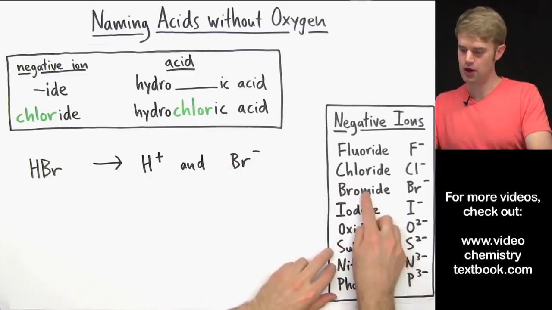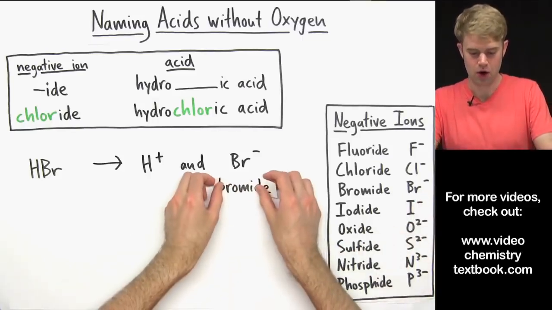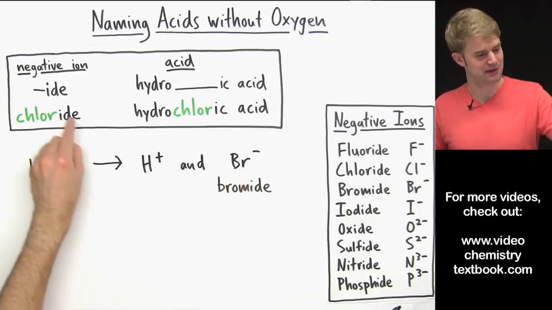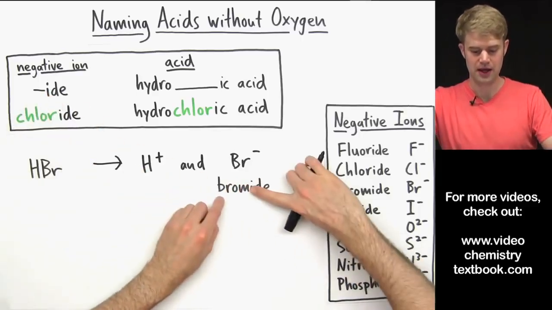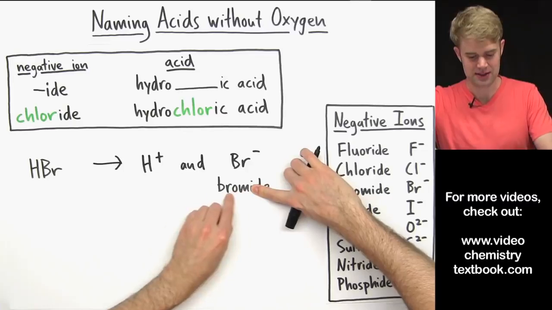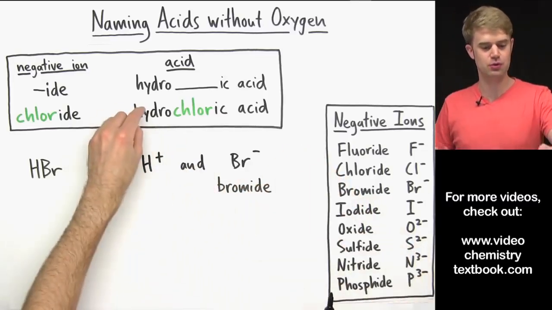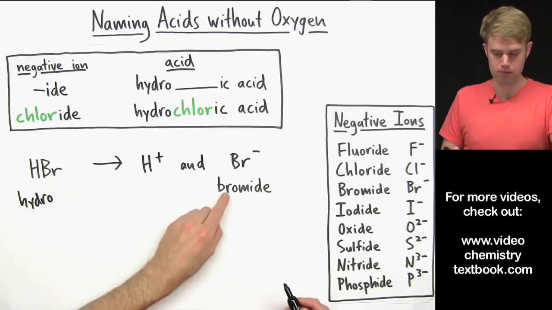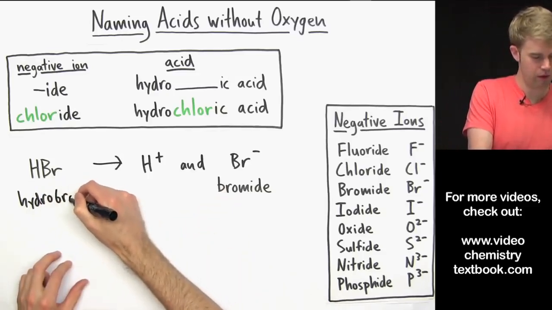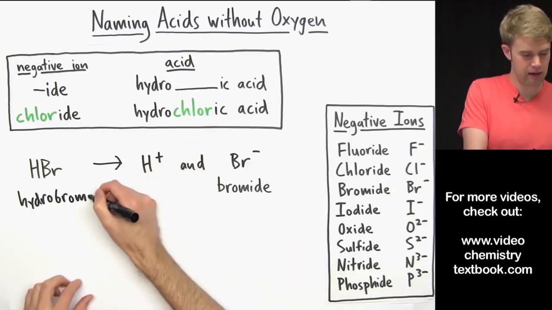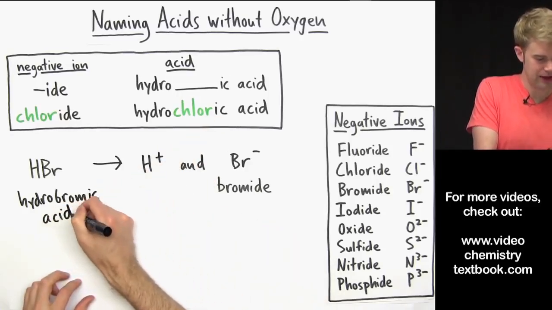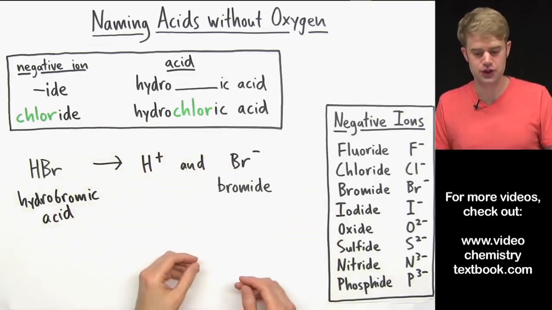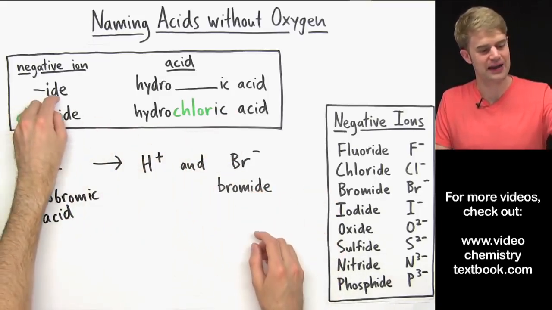We take a look at this chart. Br-, we call it bromide. So to name this acid that has bromide in it, we're going to follow these rules. We take the IDE off, we take the stem, BROM, and we stick it between hydro and ic. So we're going to get hydro, brom, ic, acid, hydrobromic acid. So that's how we name these acids without oxygen, where the negative ion ends in IDE.